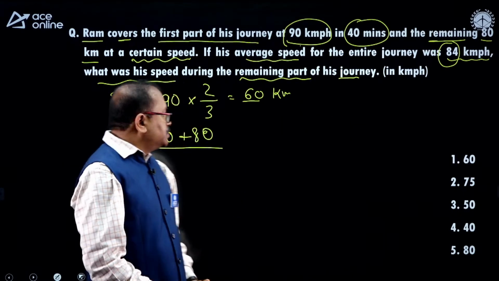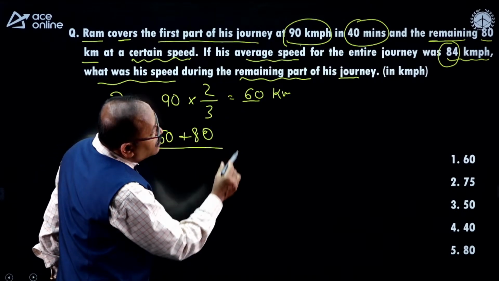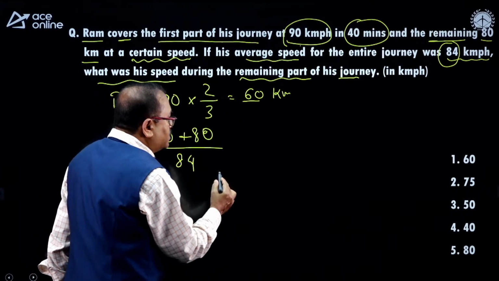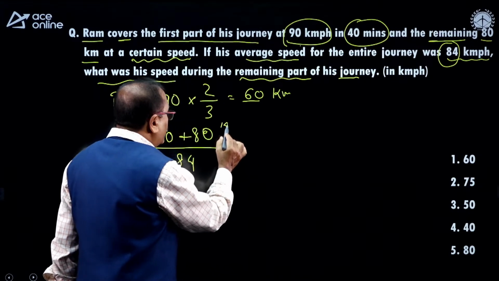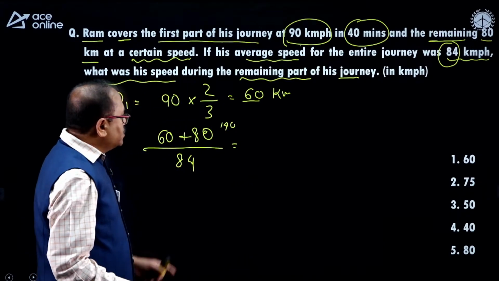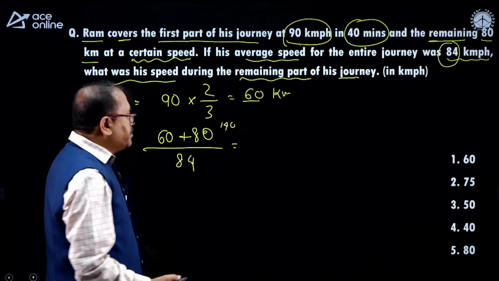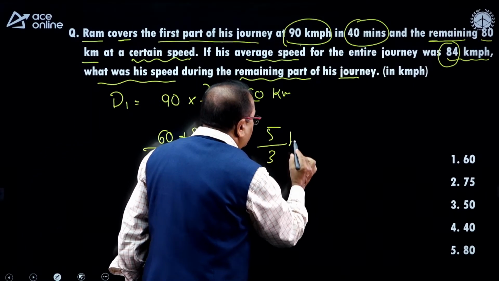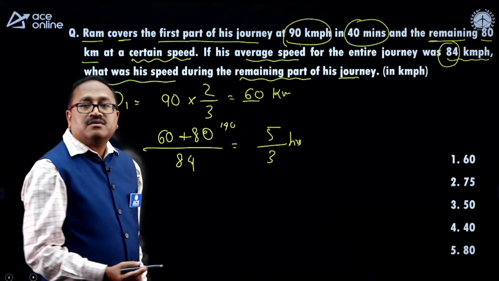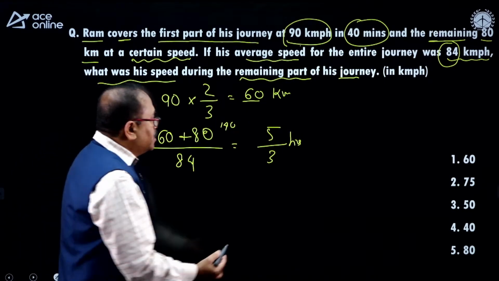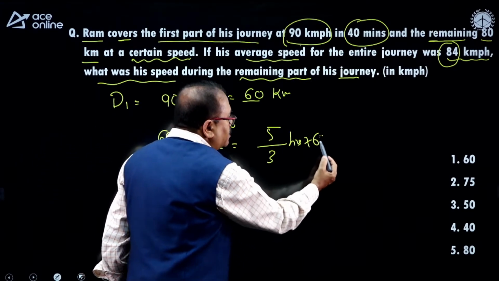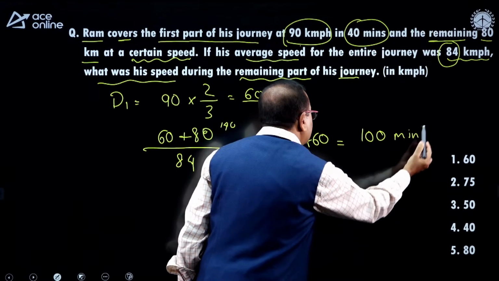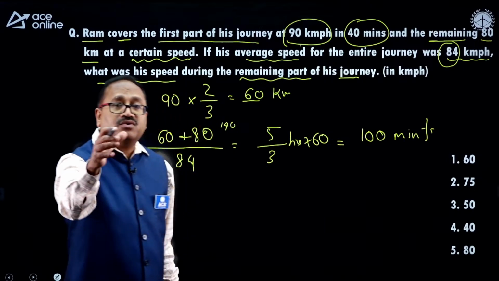Yes, my friends. So, the average speed is 84. So, this comes to 140 by 84. So, there is 6 times 10 by 6, 5 by 3. So, total time is 5 by 3 hours. How many minutes? So, that is into 60, and I get this as 100 minutes, the total time to cover the whole distance.